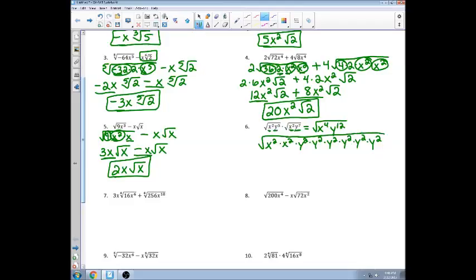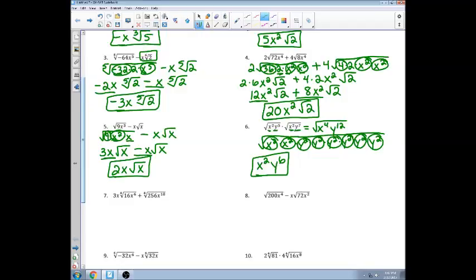Need to go ahead and circle any perfect squares I have. So I have 1, 2 x's, which means an x squared will come out. I have 1, 2, 3, 4, 5, 6 y's, which means y to the 6th will come out, and that will be our answer. All right.